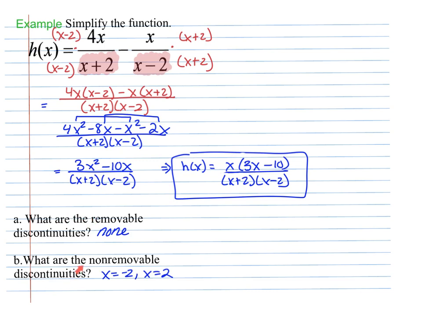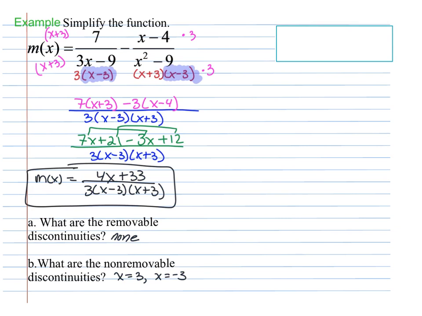Since I had these two questions, A and B, it's easier to see those discontinuities in intercept form or factored form. So for my removable discontinuities, I had nothing that reduced on the numerator and denominator, so that was done. For my non-removable ones, again, I'm looking at the denominator and using my zero product property to find my zeros. One of my zeros would be negative 2 and the other one would be positive 2.